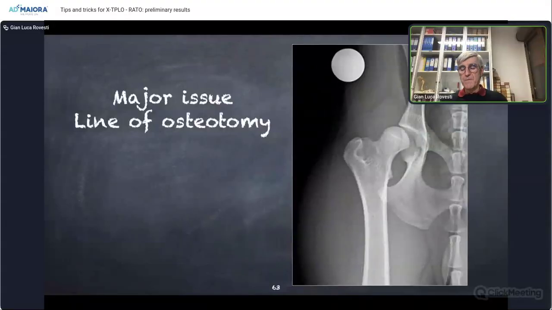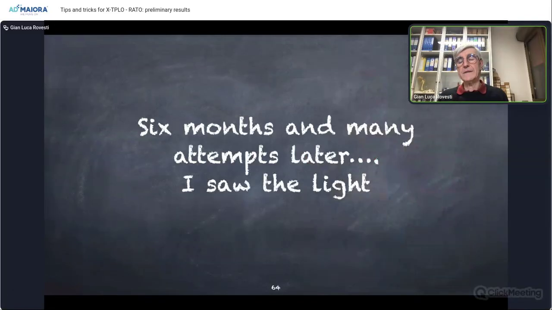Okay, so the major issue using the Gigli freehand is the line of osteotomy. If you apply the Gigli you can cut, of course, the trochanter, but in this way it's too short, because we are pulling on it, okay? So we should be able to direct the direction of the cutting. And 6 months and many attempts later, I saw the light.